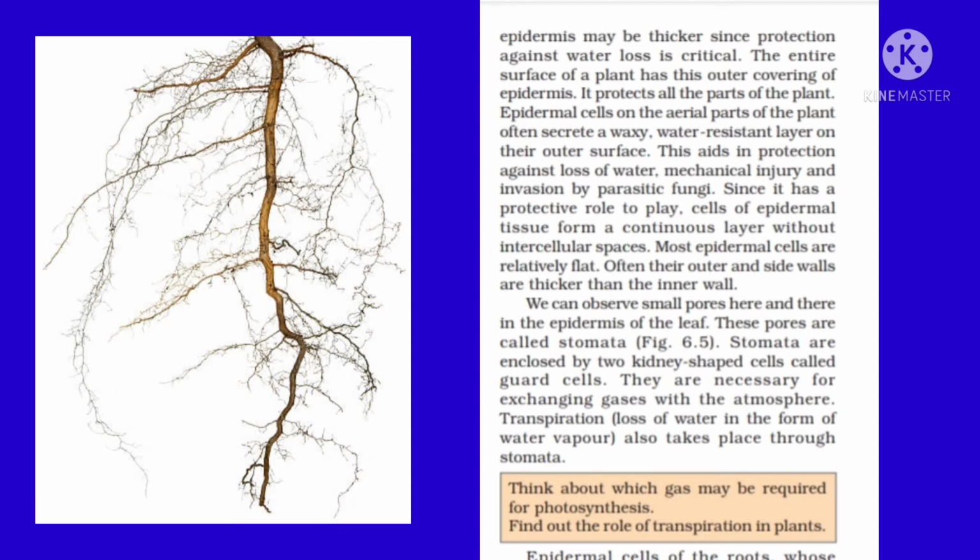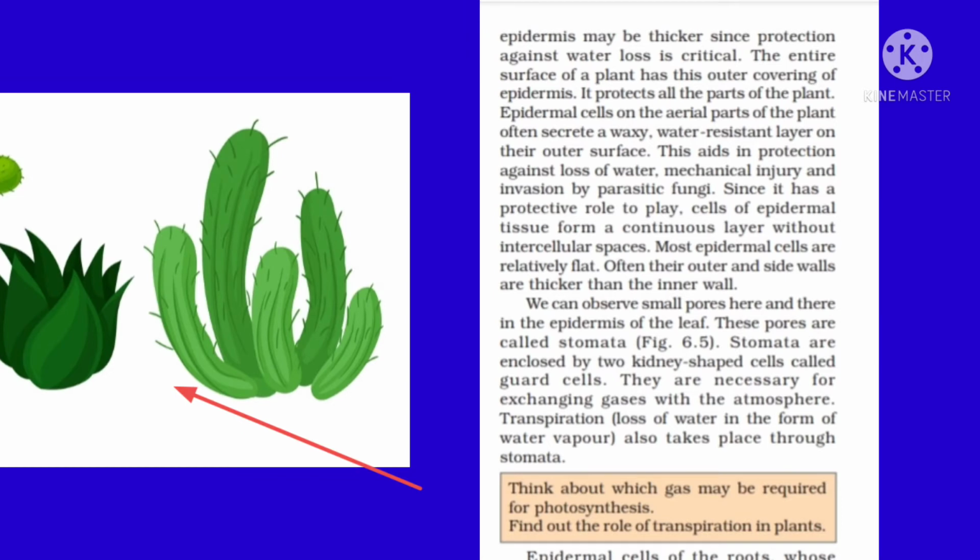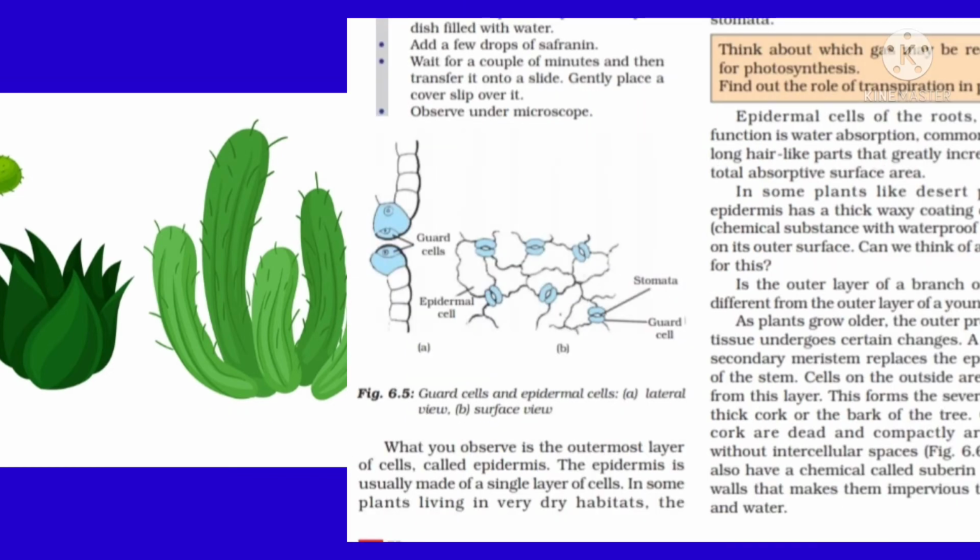Some plants, like desert plants, have a thick waxy coating made of a material called cutin. Cutin is a chemical substance which covers the epidermis layer of the desert plant. What is its function? It provides a waterproof quality. That means it reduces water loss.